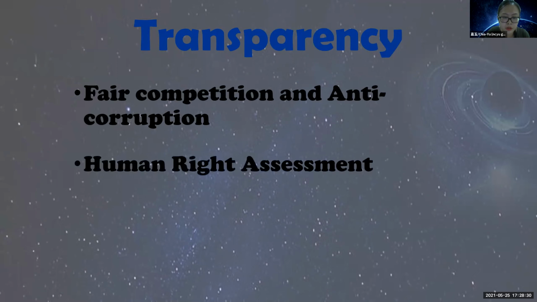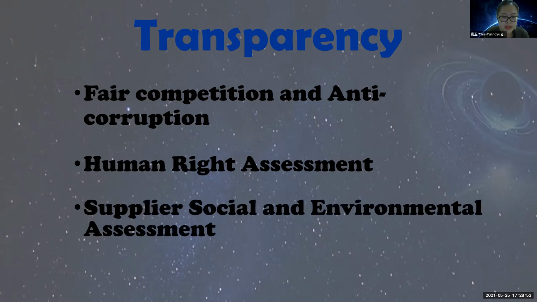Then the second point is about human rights assessment. Currently, the public has also begun to pay attention to how companies respect human rights issues. Therefore, dormakaba also follows the principles of human rights and social responsibility as outlined in the United Nations Guiding Principles on Business and Human Rights. And the third point is the supplier social and environmental assessment. Dormakaba hopes that suppliers will also pay attention to environmental, social, human rights, and business ethics, so dormakaba selects suppliers by conducting a series of strict assessments and audits.